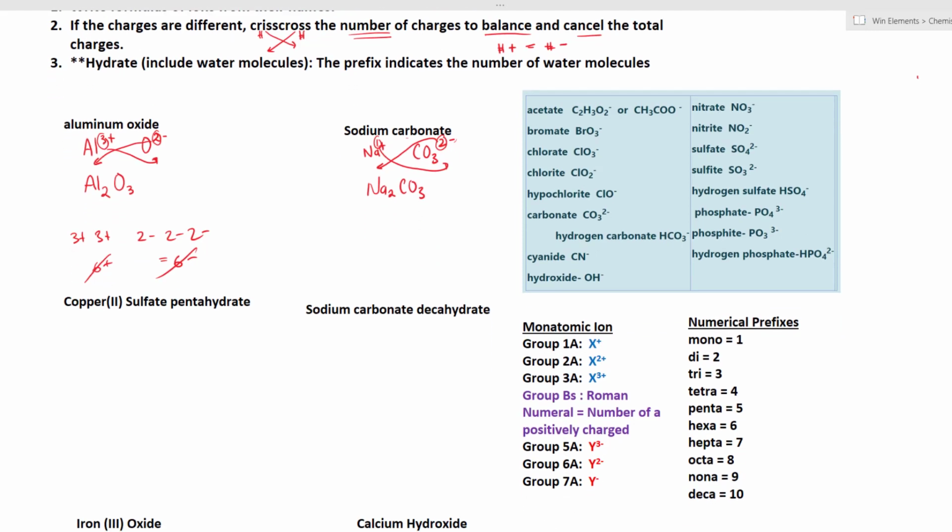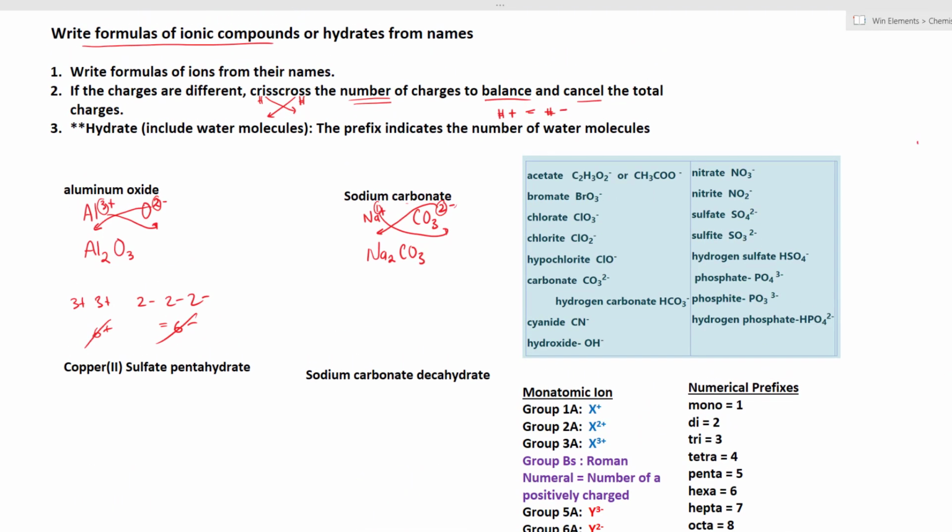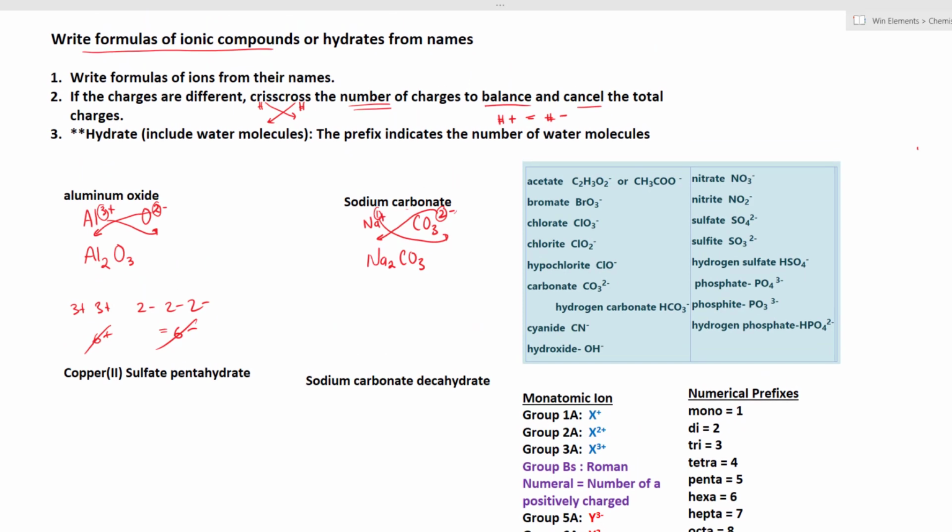So that's pretty easy so far. Now let's look at this one here. We have something called a hydrate, and a hydrate is basically an ionic compound surrounded by a specific number of water molecules. So hydrate, think of hydration, think of H2O, which is water.